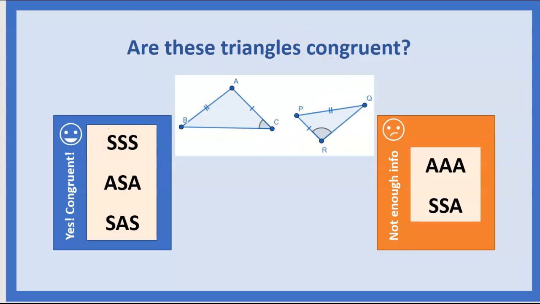How about this one? Can we prove that these 2 triangles are congruent? No, actually. So this is a side, side, and an angle, a side, side, and an angle. Remember, this is the one of 2 options. So we don't have enough info to say these are definitely congruent. How about this one?